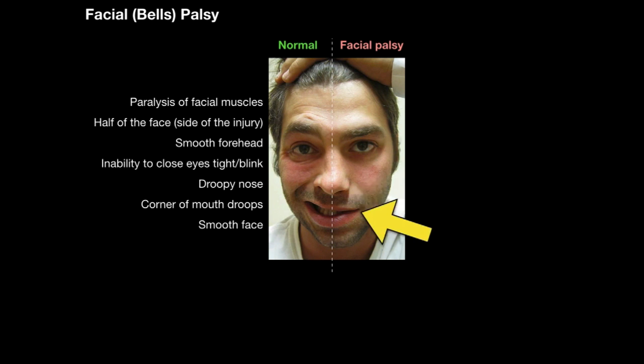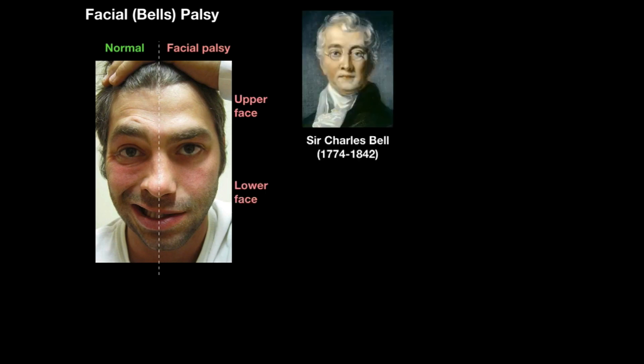And if you were to say, hey, show me your teeth to a patient, on the right normal side, you can see the smile and teeth, but on the palsy side, it gives this crooked smile. And then you'll notice that the face seems smoother because the muscles are not contracting. So in facial palsy, both upper and lower face are paralyzed.